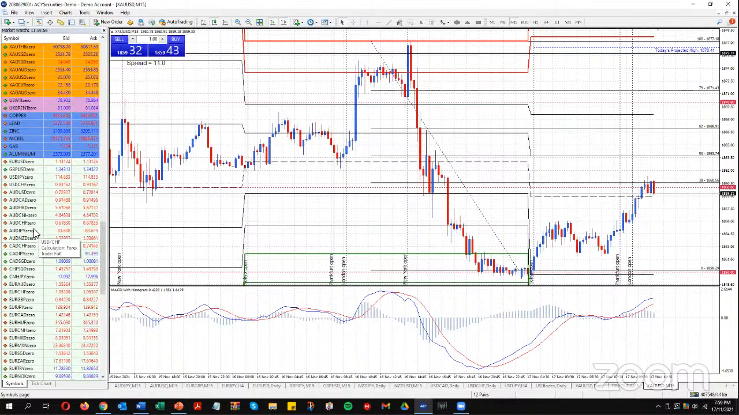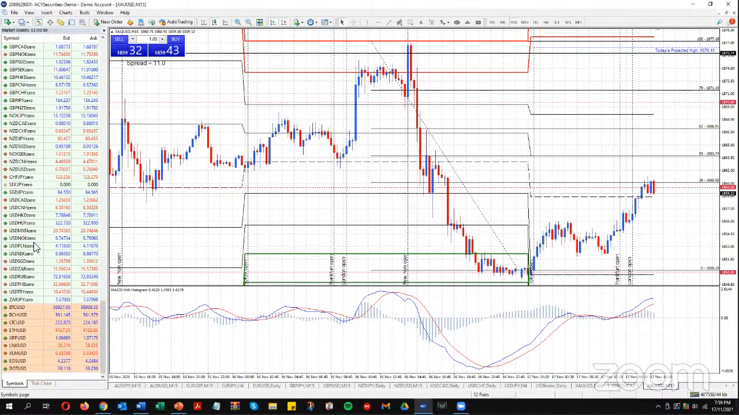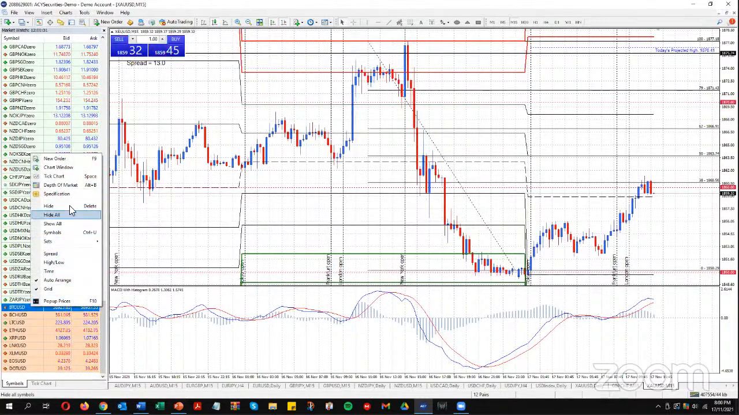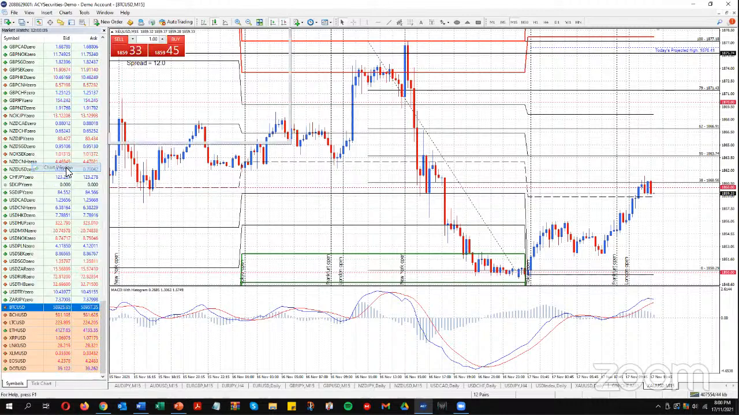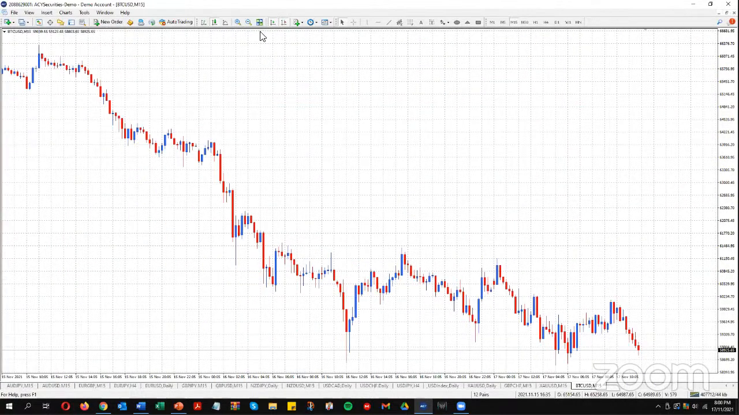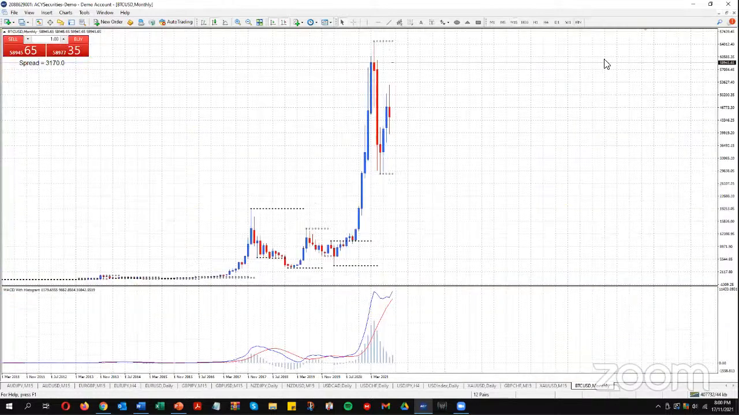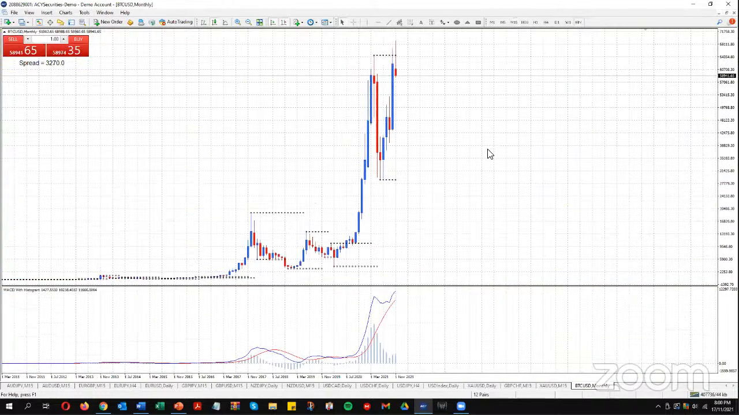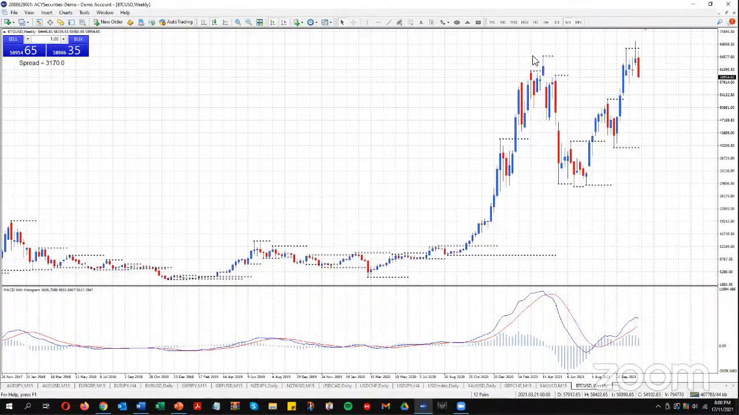All right, so find it. Here we go. All right, monthly chart. It's rejecting the all-time high at the moment, as we can see. Weekly chart. It's looking negative on the weekly this week, isn't it?